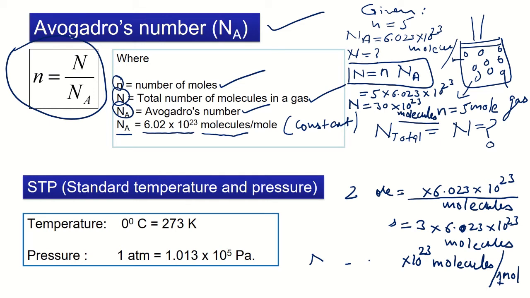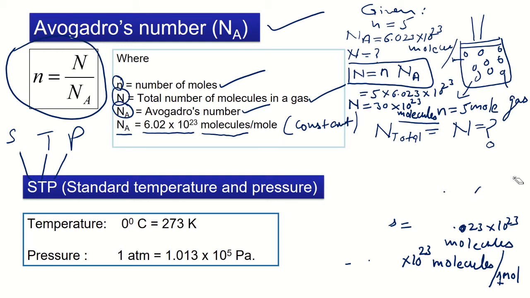Now we come to the second heading of this slide. This is STP, S, T and P. The meaning is standard temperature and pressure. So what is the meaning when we use this word STP? Sometimes we say the gas is at STP. What is the meaning of that?